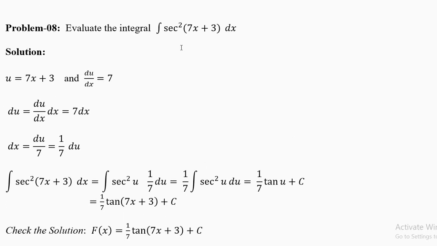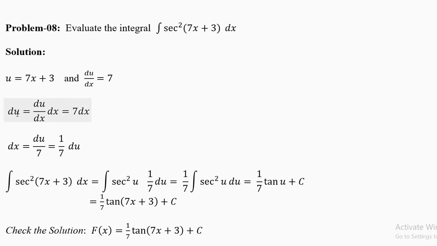Now, secant square, if you differentiate tangent, you will get secant square. So your answer is related to the tangent. You have to only fix the number, that's 7x plus 3. Now put u equal to 7x plus 3, du by dx equal to 7. So dx equal to 1 by 7 du.